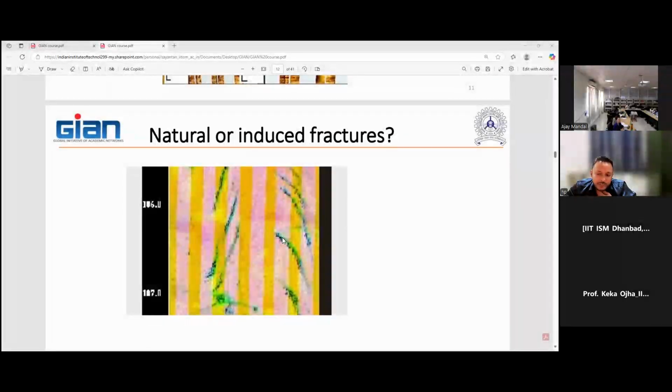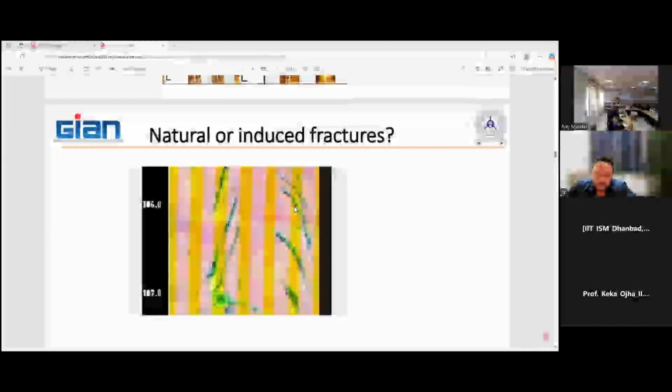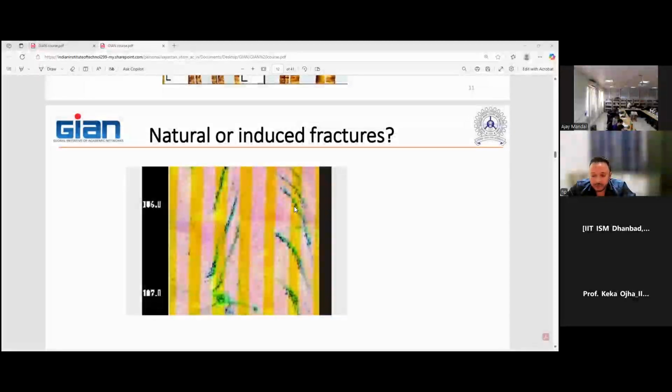And if your mud weight is too high, then what will happen? These fractures will propagate away from the wellbore, and then you will start losing the mud, and then finally you may have a wellbore blowout from another zone of high pressure.